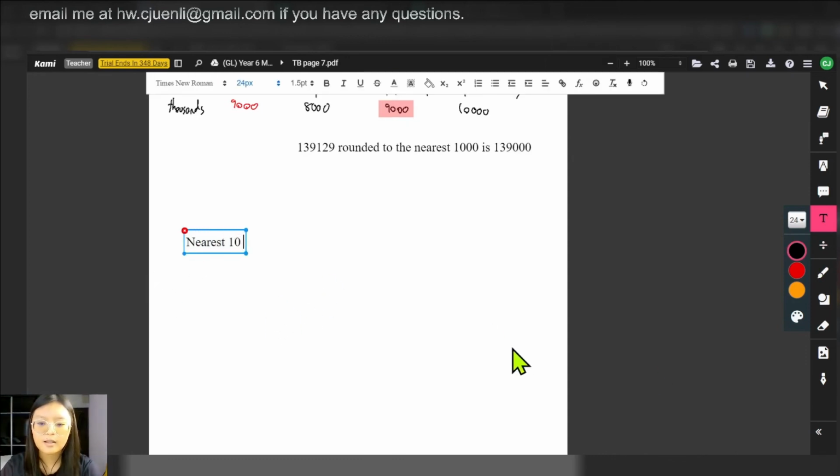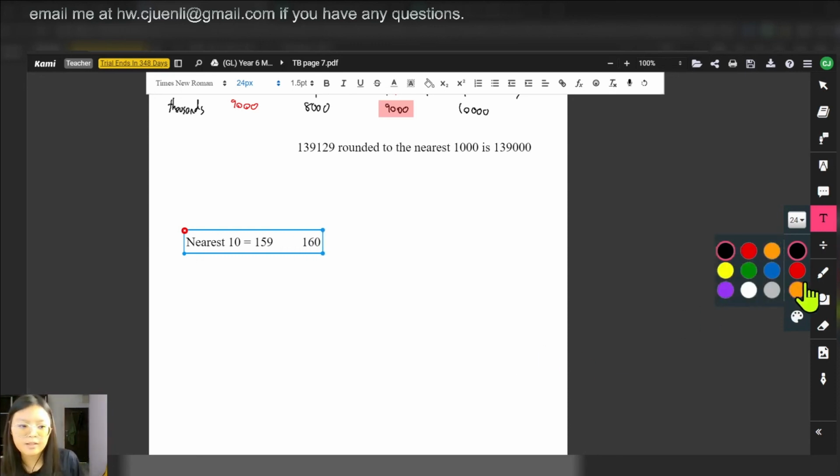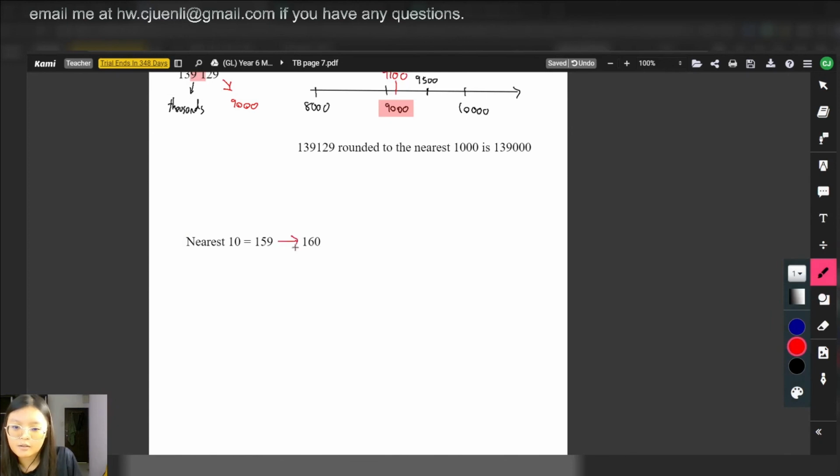So nearest 10, I can say 150 would become 159, right? 159 would actually become 160. Would I draw an arrow over here? It'd be better if I draw an arrow, shouldn't I? Okay, 160. Because the tens is right here. So we're going to focus on that. It's closer to 60 and not 50.